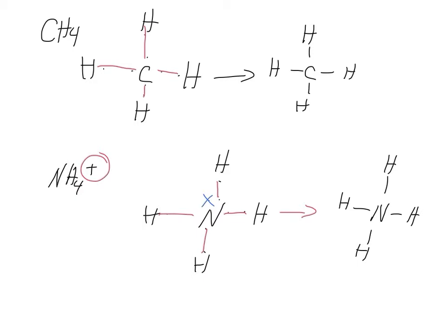Now I can't leave it like this, because this does not show that there is a positive charge. So I have to put brackets around it and state the charge. Okay, so anytime you have an ion, you have to have brackets around it and state the charge. Does this make sense?